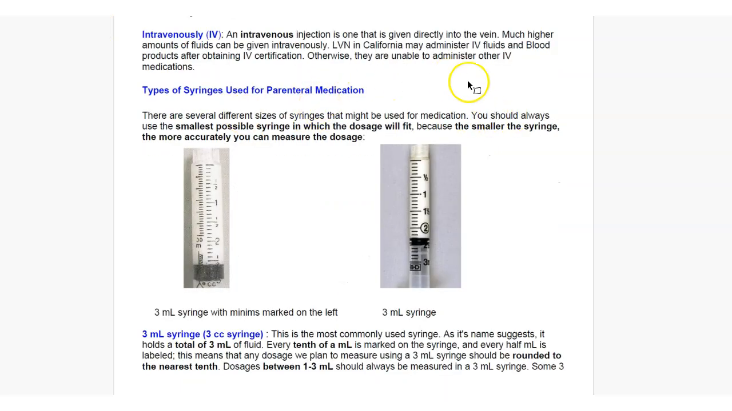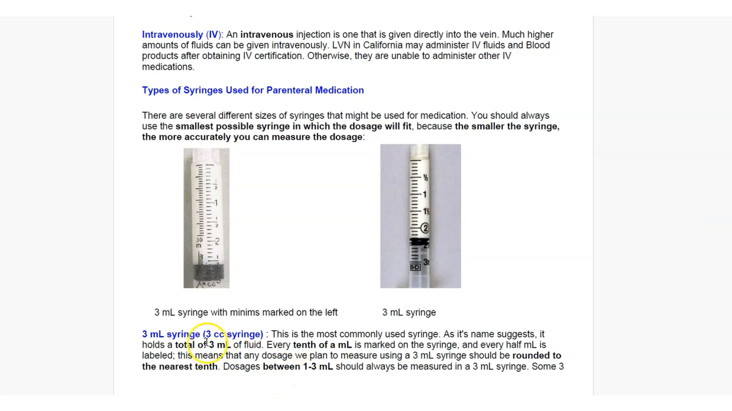So, types of syringes used for parenteral medication. There are several different sizes of syringes that might be used for medication administration. You should always use the smallest possible syringe in which the dosage will fit, because the smaller the syringe, the more accurately you can measure the dosage.